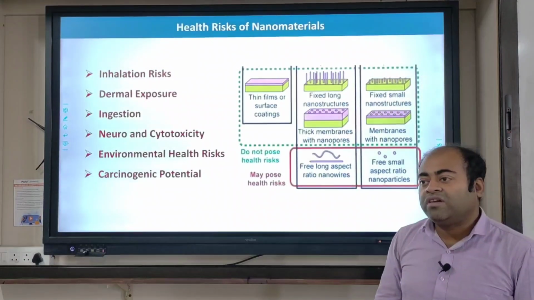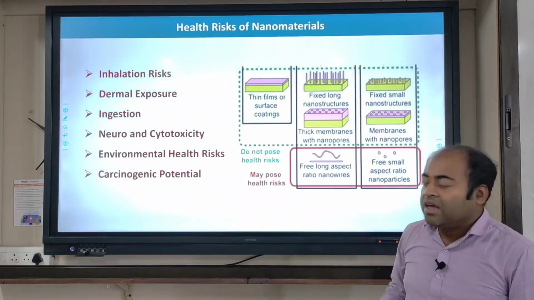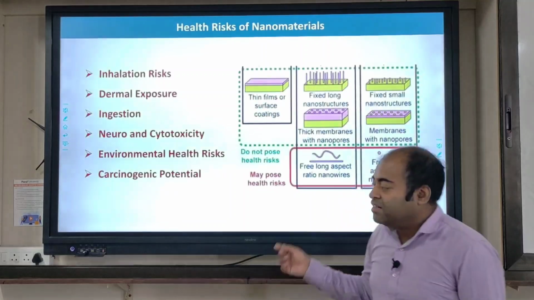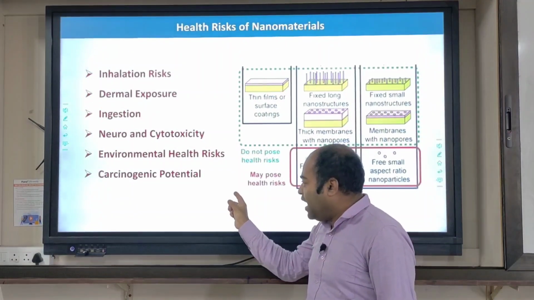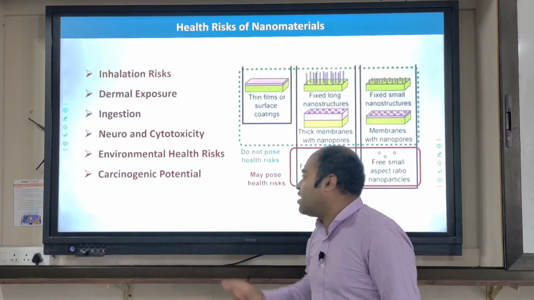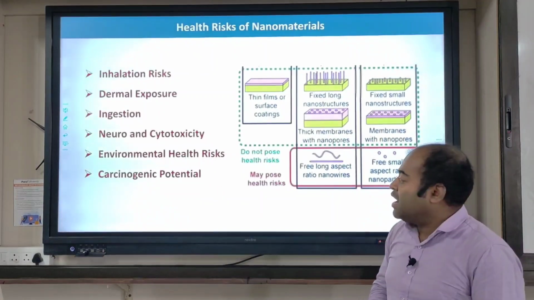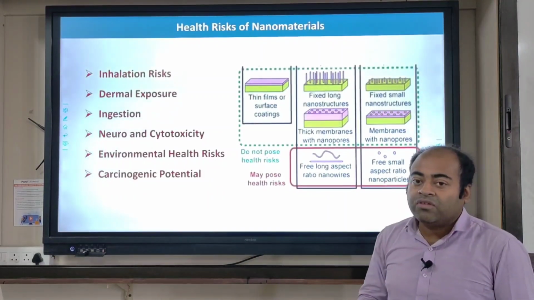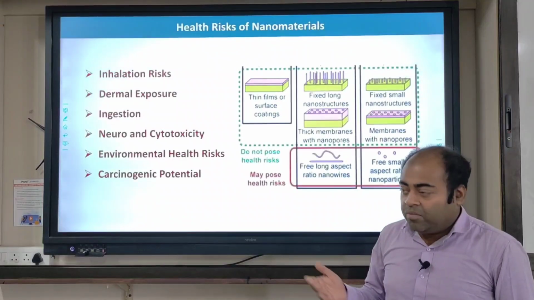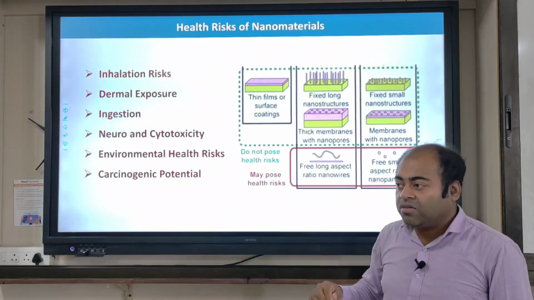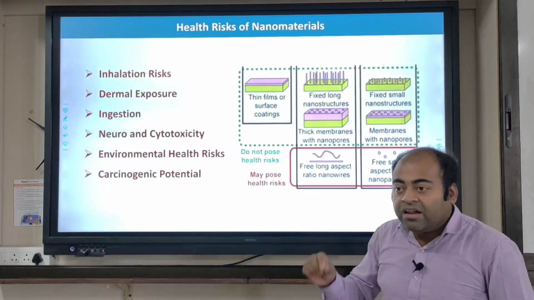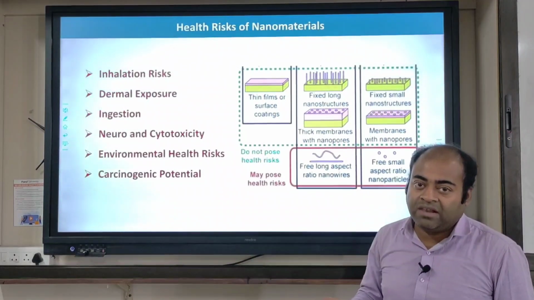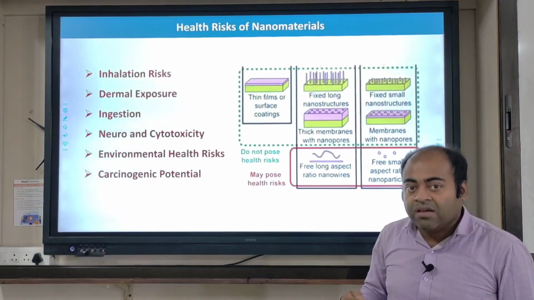There are also some potential risks to the environment, because certain nanomaterials used for water purification and as nano fertilizers can have a detrimental effect on the environment. And last but not least, carcinogenicity. Many nanomaterials can induce cancer in the human body because they are highly reactive and can interfere with the biological processes of the cells.